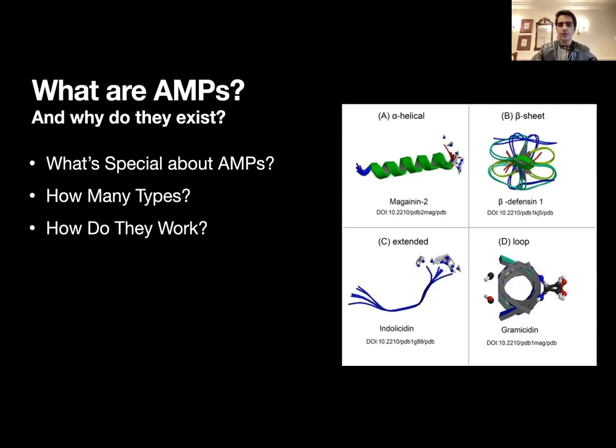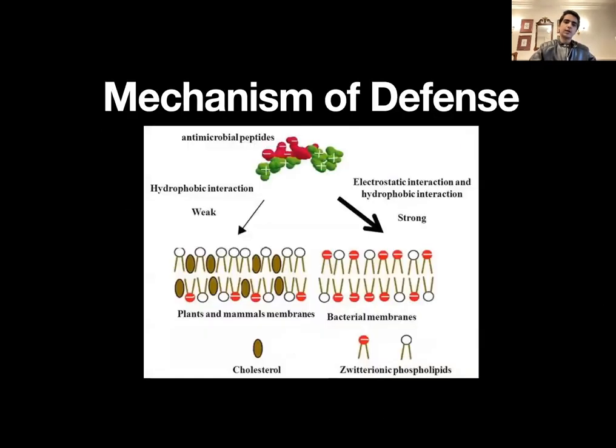So now let's talk more about how they work. Like I said, antimicrobial peptides are a mechanism of defense. As we can see here, how they work is that they disrupt the membrane. How? A couple of things. The first is hydrophobic interactions when it's weak, and when it's very strong, it is by hydrophobic interactions and also electrostatic interaction.